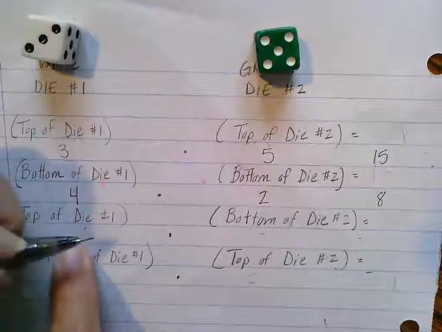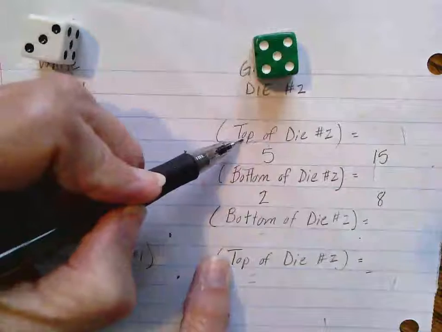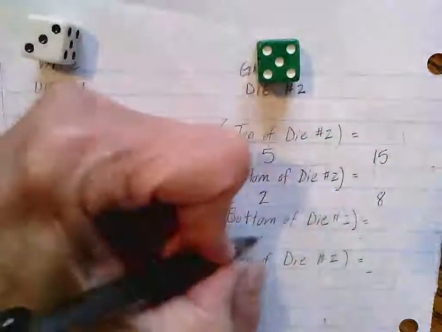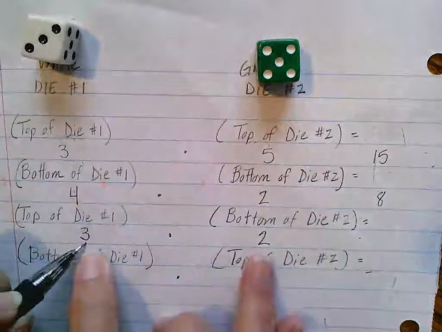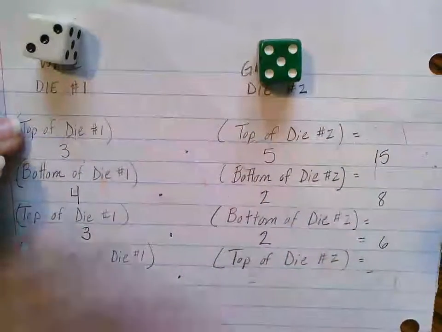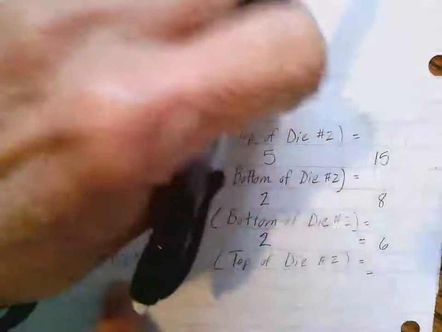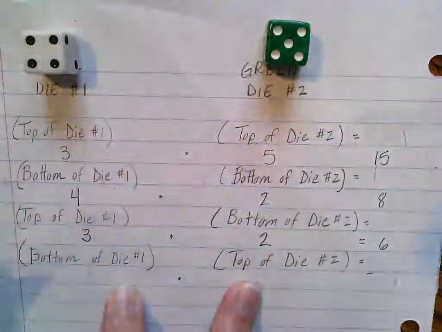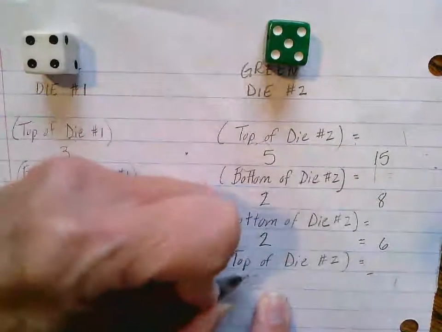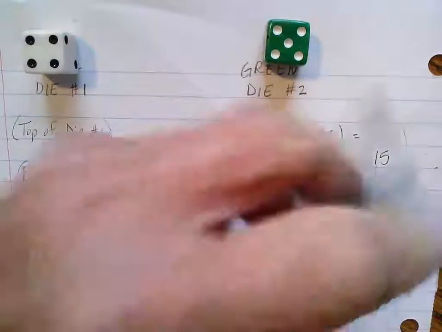Now I'm going to take the top of this one, 3, and instead of taking the top of the second, I'm going to take the bottom. And that's my 2. And I'm going to take the product, and that's going to give me 6. And then I take the bottom of the first one times the top of the second one. 4 times 5, and that's going to give me 20.